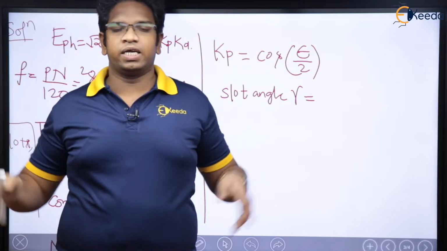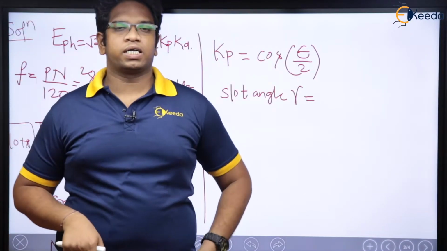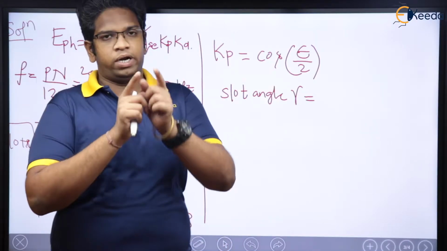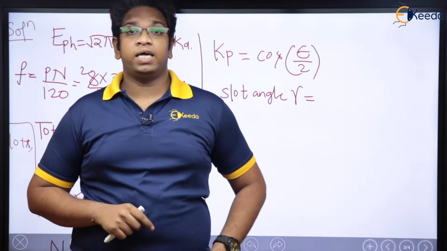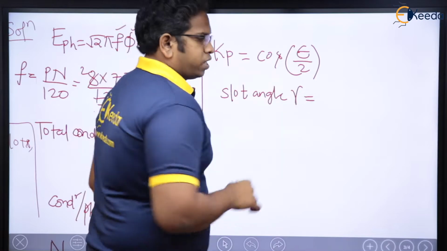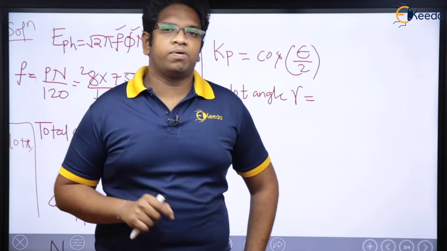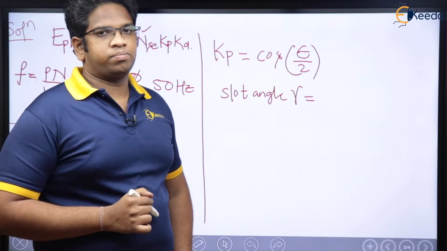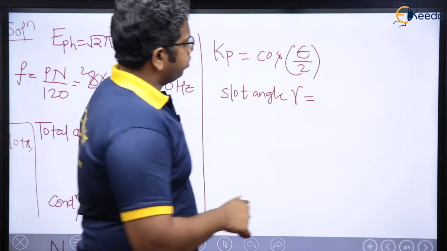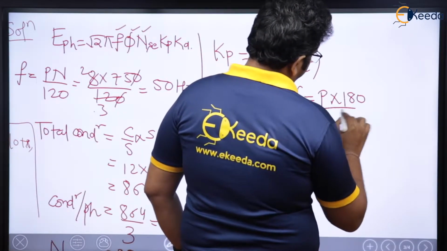Gamma is the total electrical degrees in space divided by the number of slots, so that you get the angle between adjacent slots, that too the electrical angle. The total electrical degrees are going to be P into 180, because one pole has 180 degrees electrical. So this is P multiplied by 180 divided by slots.